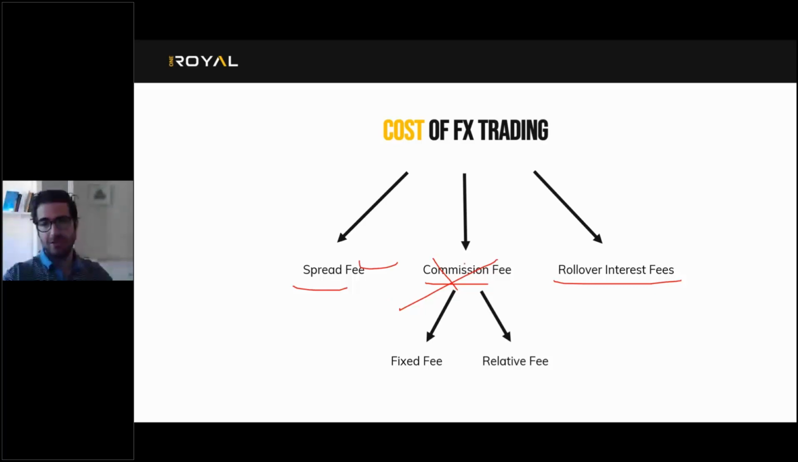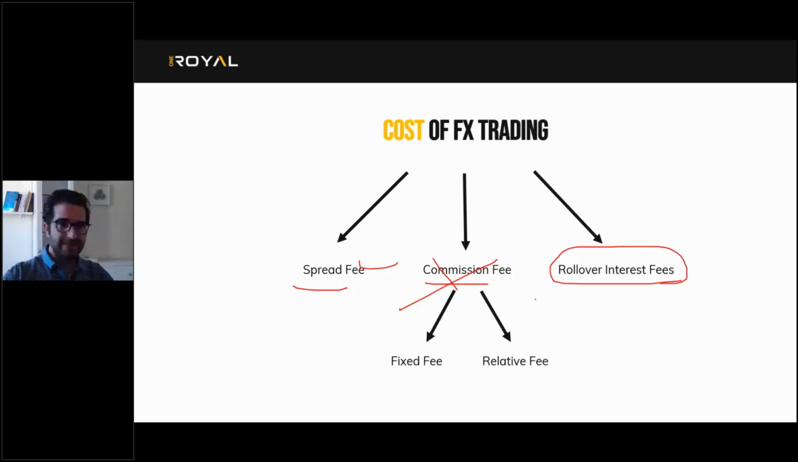So in the zero account that they have as a broker, you will not pay a commission. You will pay just the spread. The rollover interest fee is the fee that you will pay if you leave your position open overnight. Okay, so this is it when it comes to the cost of Forex trading.